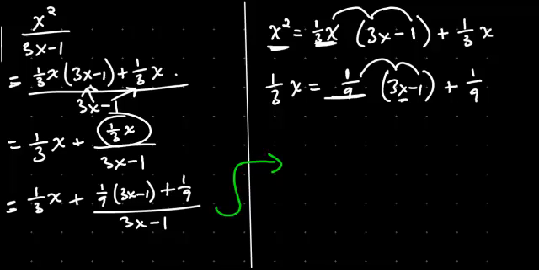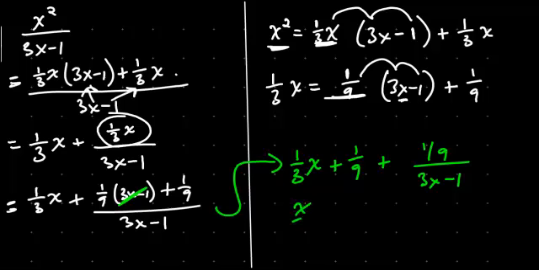So for my final answer, I get 1/3 x, and when 3x minus 1 divides into it, we'll cancel this one, so plus 1/9, and then plus 1/9 over 3x minus 1. And you may want to write this as x over 3 plus 1/9 plus 1 divided by 9 times 3x minus 1. You can distribute the 9 there, then make that 27x minus 9, whatever you may need to do.